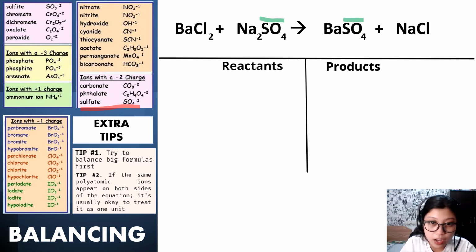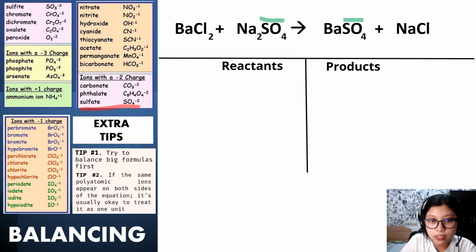So since we have polyatomic ions found in both sides of the reaction, then what tip do you think is the most useful? Then we are going to use tip number 2. If the same polyatomic ions appear on both sides of the equation, it's usually okay to treat it as one. Right, since we already identified what tip to use, let us proceed to the next step.